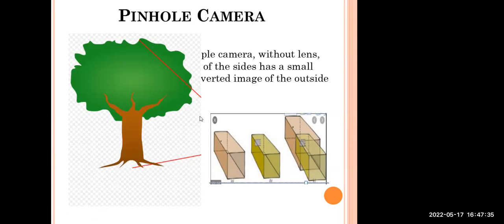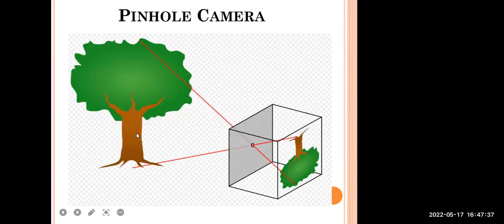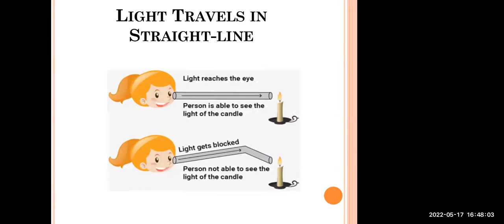Okay, so there is a tree, and suppose this is your pinhole box. By using this you can get an inverted image of this tree. This image of the tree will be smaller, but it will be inverted. So without using any optical device, you will be able to see the image of the source. This is your pinhole camera.